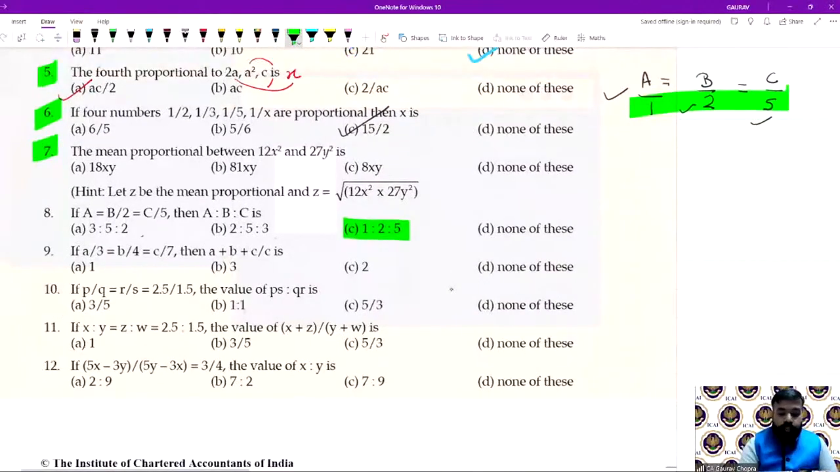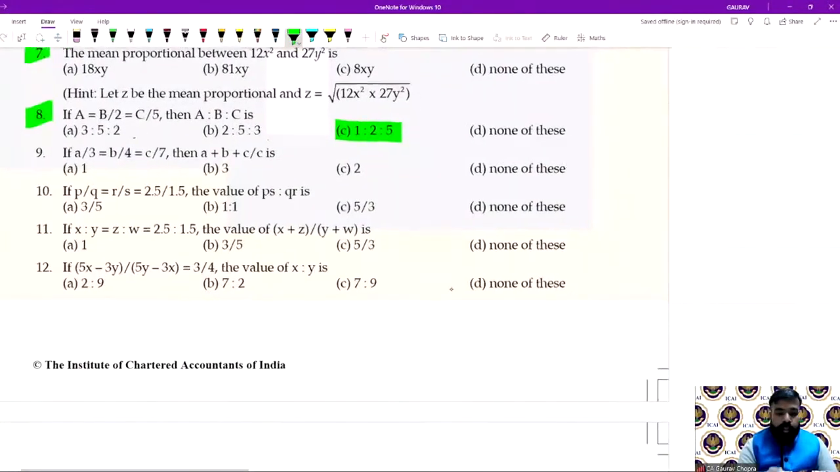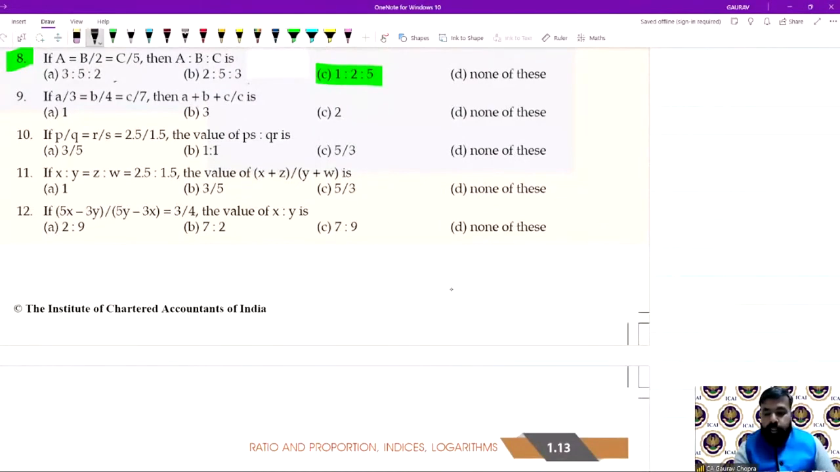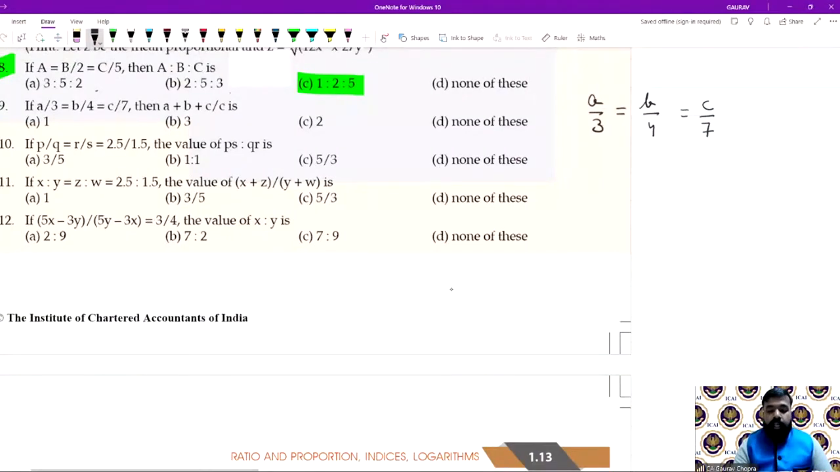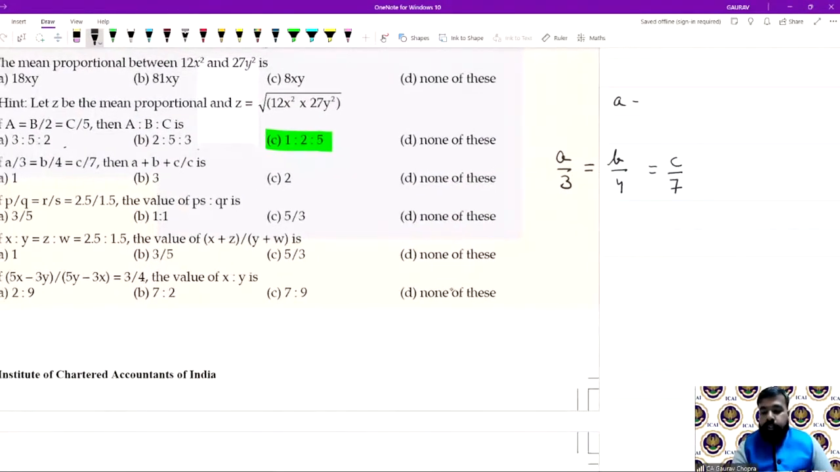Then the 9th one. This type of question we have done in an example also. Now you have to try the 9th one. What is given? A by 3 is equal to B by 4 is equal to C by 7. This is given. And we have to find out the value of A plus B plus C upon C. So this value we have to calculate.